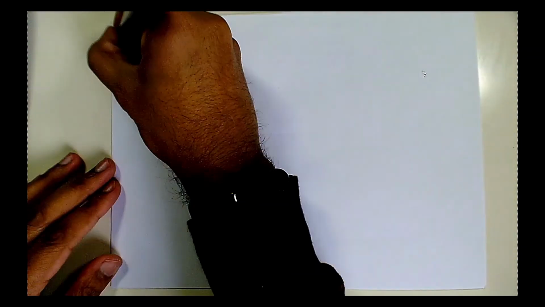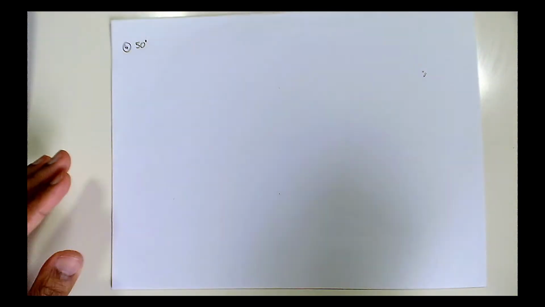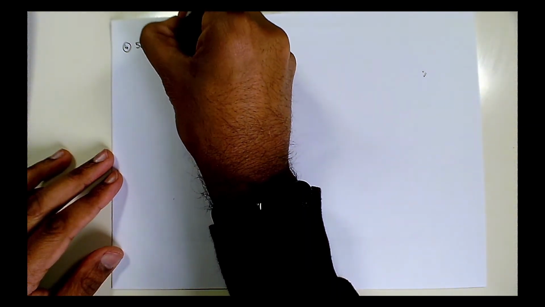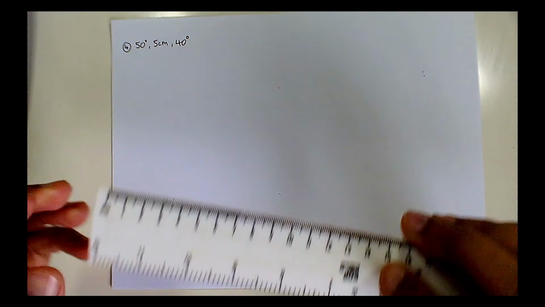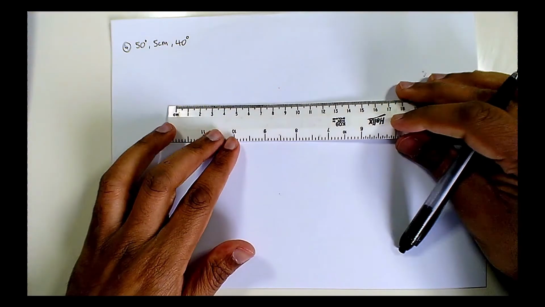Now when it comes to ASA triangles, in one of the examples here we've got 50 degrees, 5 centimeters, and 40 degrees. How do we go about doing this? Again, the format is exactly the same. You always draw the longest side, so leaving about 5 centimeters of space height, we draw a 5 centimeter line.